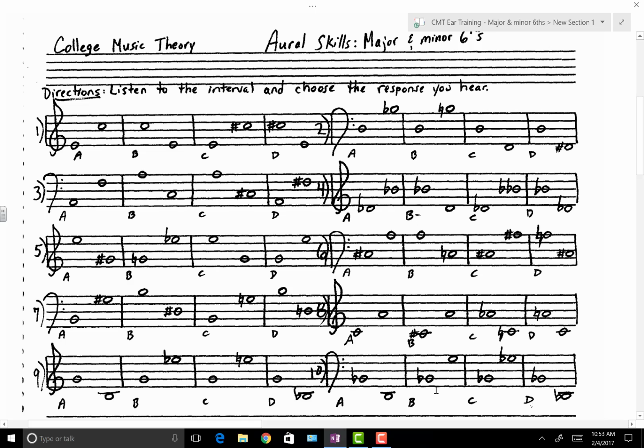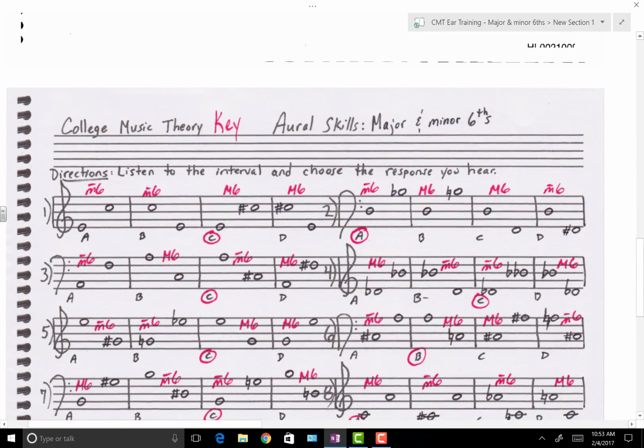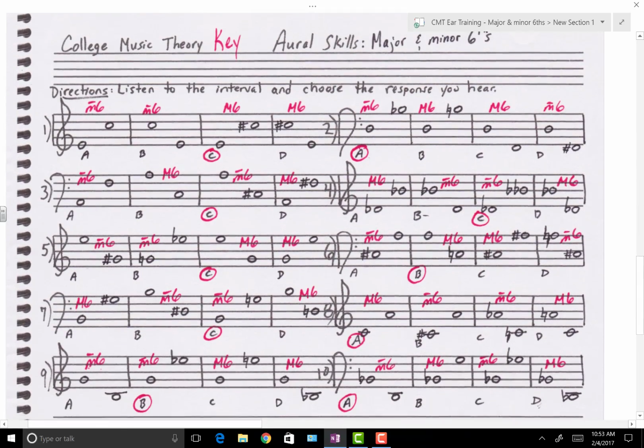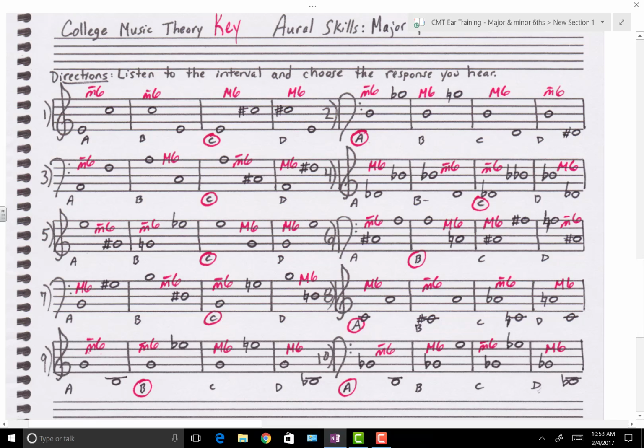Okay, before we go on to the pitch patterns, I do want to go over our responses to the first 10 to see how you did. Okay, so you did not have to identify the specific interval, but I did, so you can see what we have here. For number 1, the correct answer is C. We're dealing with a major 6th ascending.